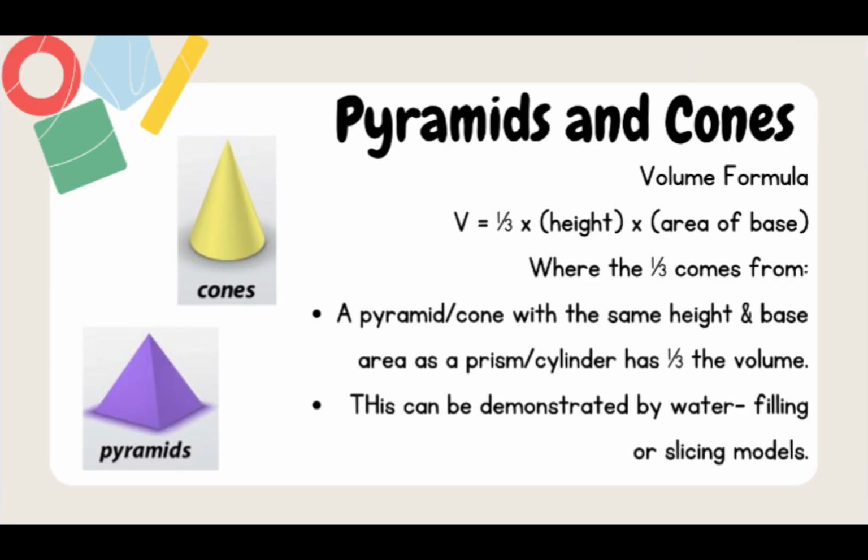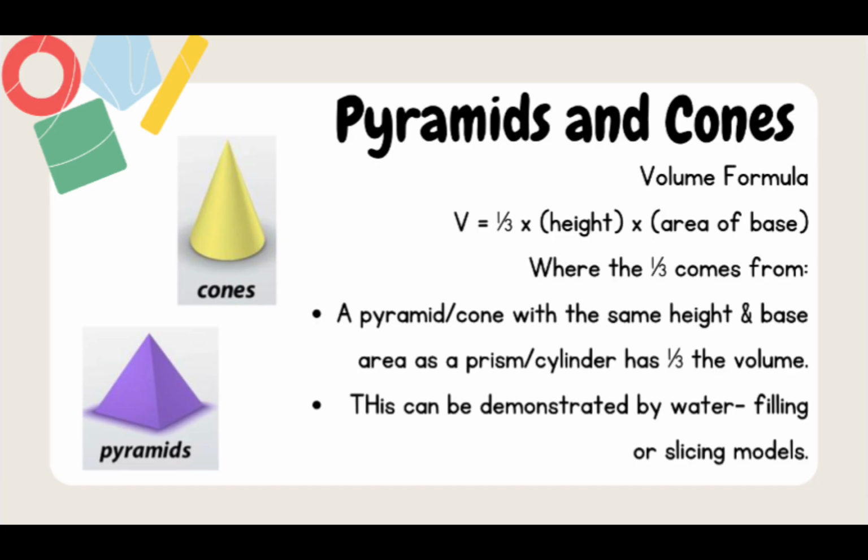Now let's look at these shapes. Pyramids and cones come to a point at the top. They get smaller and smaller as they go up. If a pyramid and a prism have the same base and the same height, the pyramid's volume is 1/3 of the prism's. Same thing for cones and cylinders. So if a prism has a volume of 90 cubic units, the pyramid with the same height and base area would have a volume of 1/3 of 90, which equals 30 cubic units.